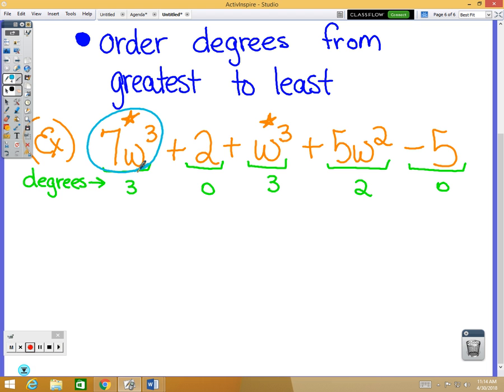7. This is a positive w to the 3rd power. So technically out in front of here is a 1. So 7 plus 1 is going to give me 8 w to the 3rd power. Questions about how I got that or why I did that first? Okay, and again, I want greatest to least. So that was my greatest degree. What is the next one then?